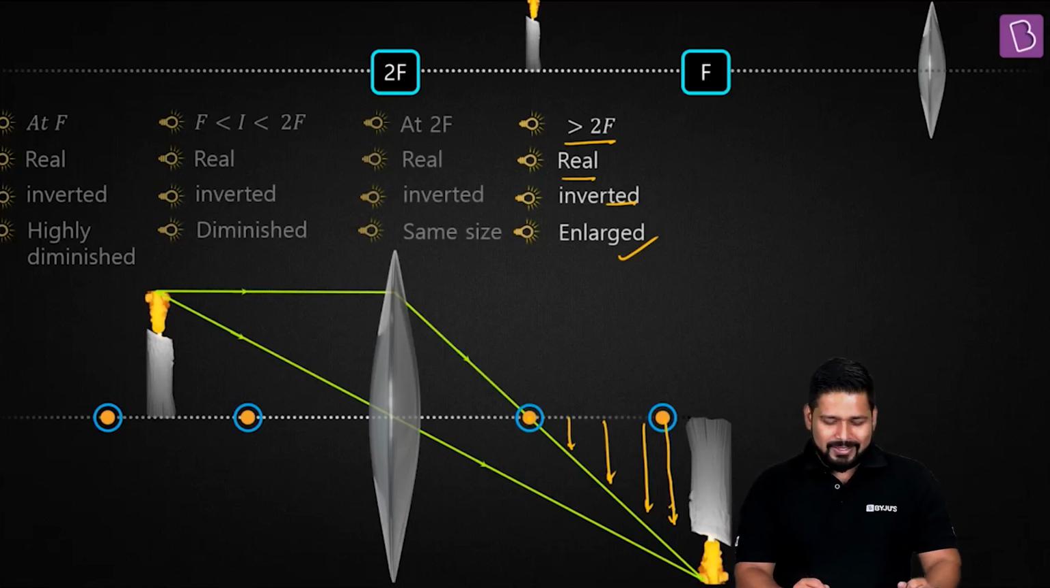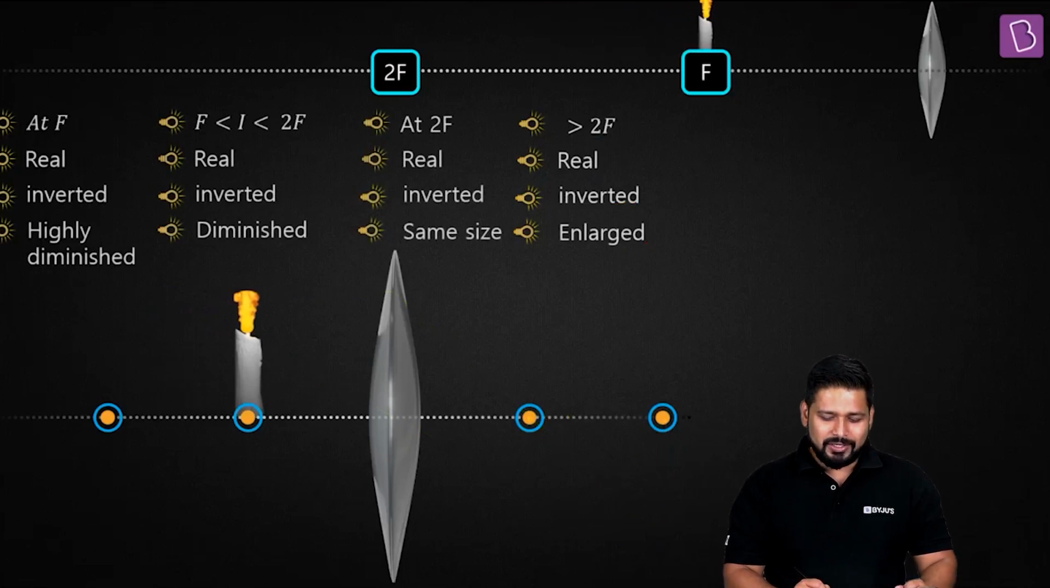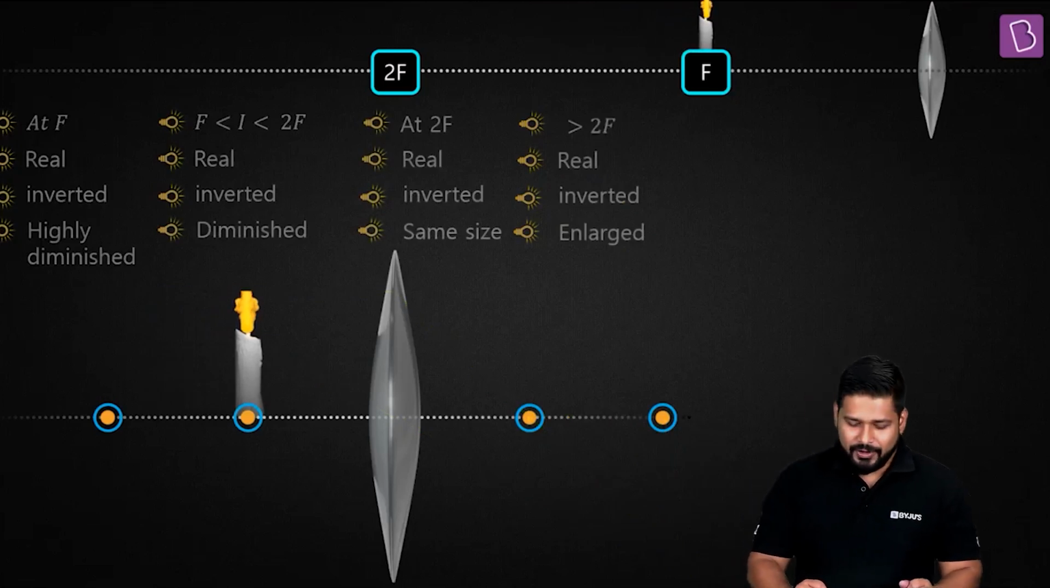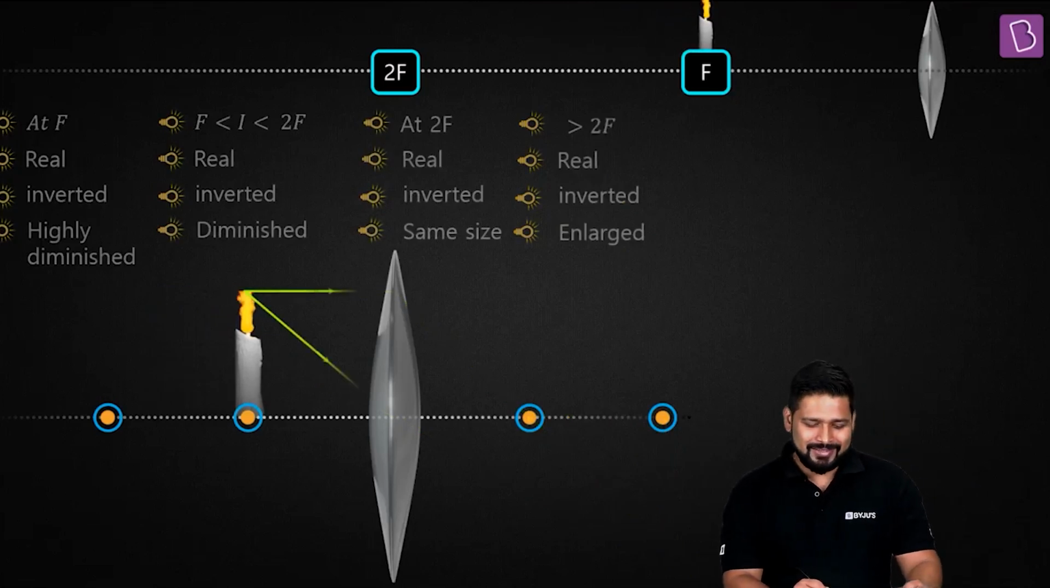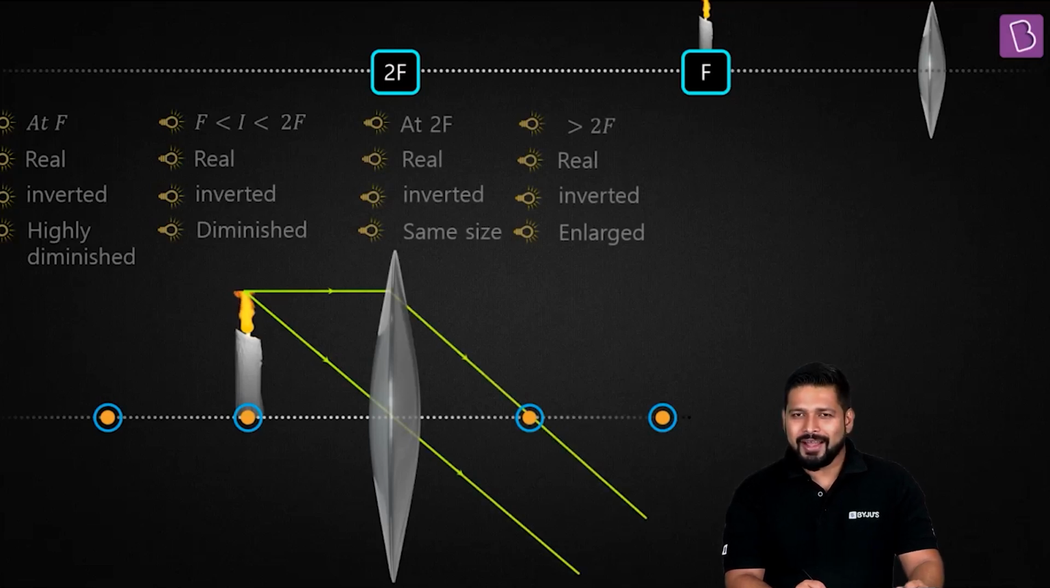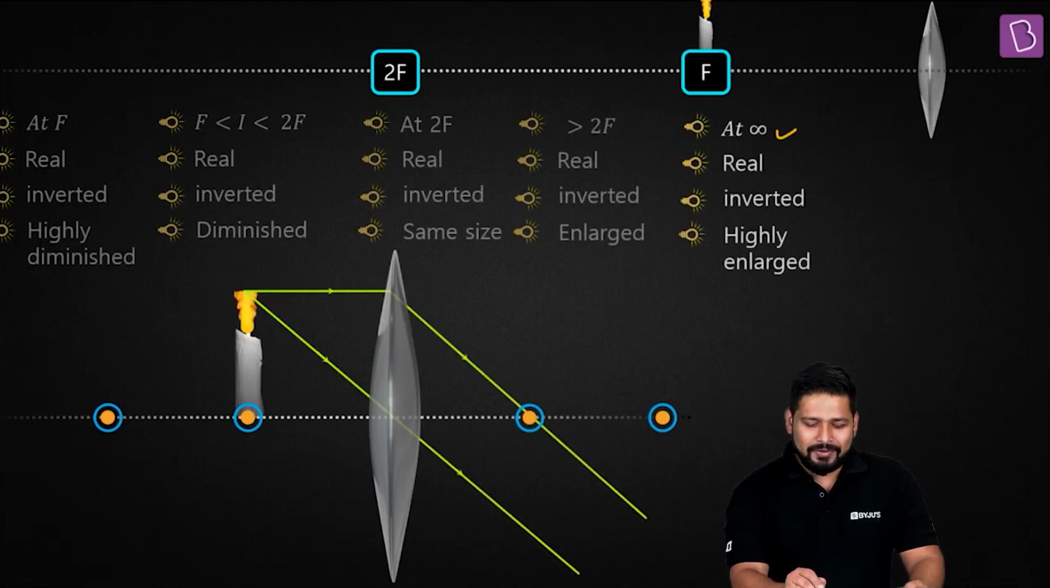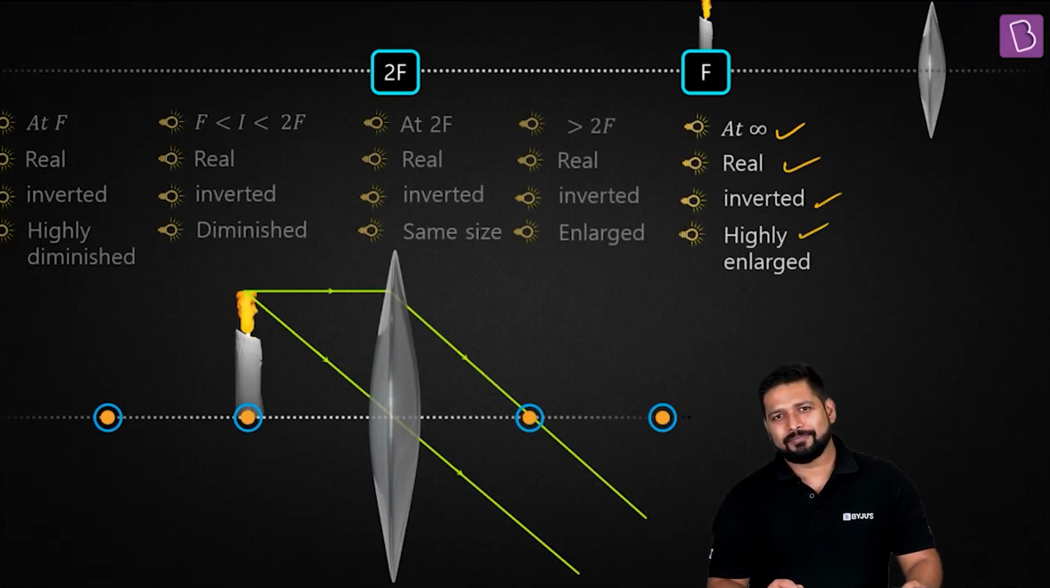Now, let's move it further. Let's bring it to the next point, that is at F. And where do you obtain the image now? Well, you're going to obtain a real image at infinity. So at infinity, the image is real, it's inverted, it's highly enlarged. It's of a very large size, right?